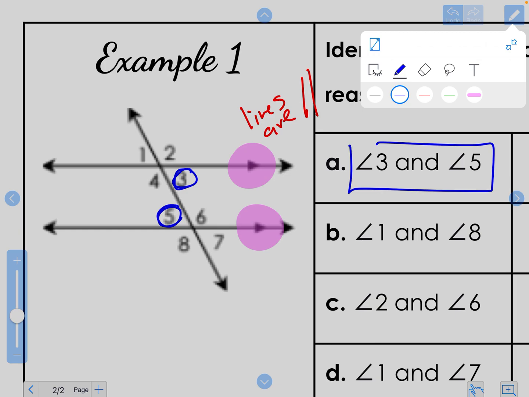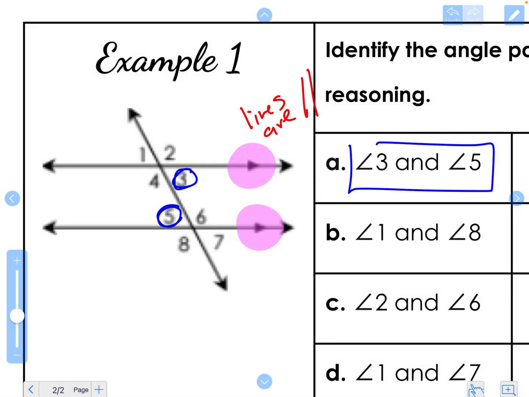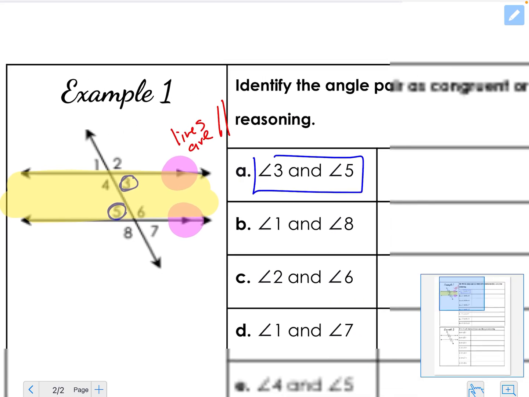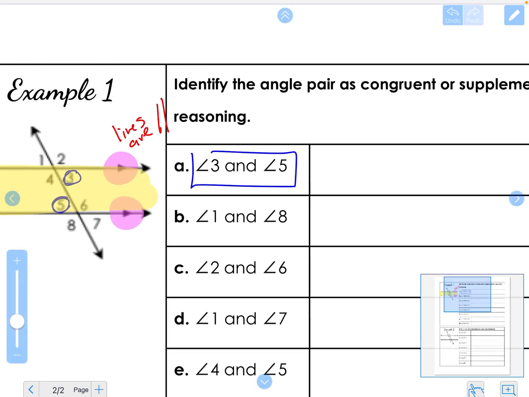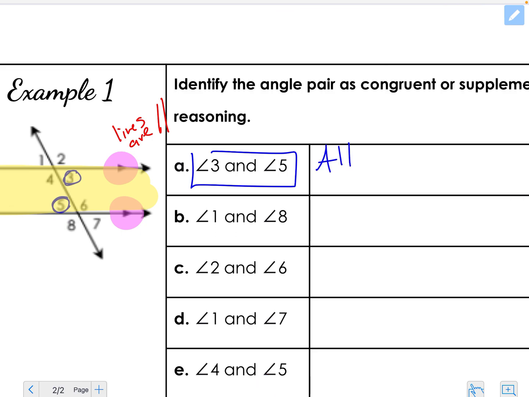The other thing that we need to remember is interior versus exterior. So we said interior is anything that's in between, in this case, the two parallel lines, and exterior is anything on the outside. So I know that these are interior, and I know that they are on opposite sides of the transversal, so that means that these are alternate interior angles.